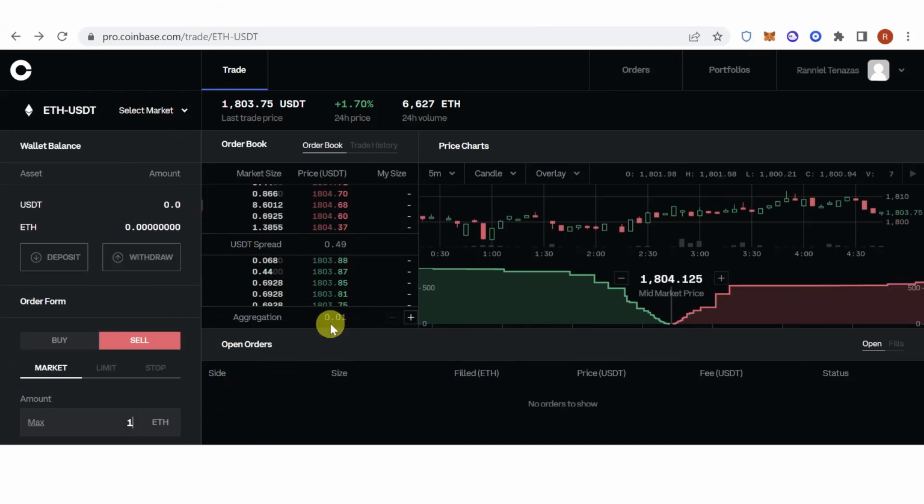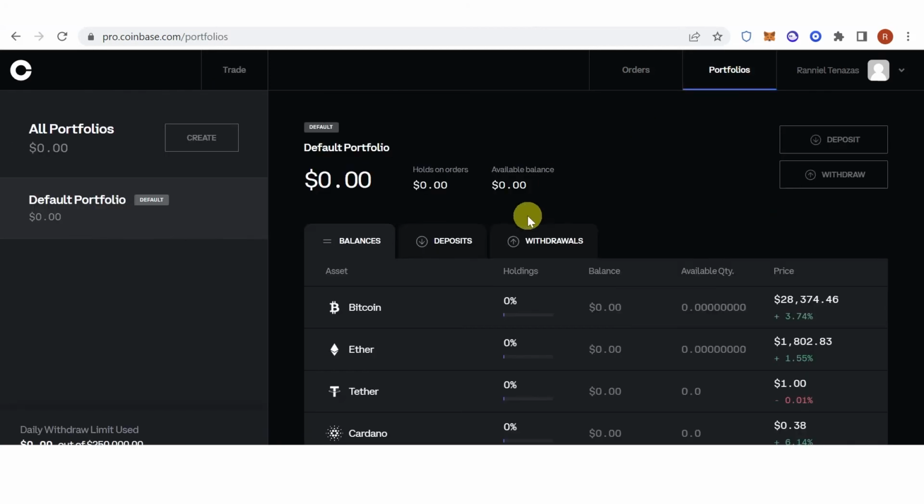Now once you have sold your Ethereum, you can go back to portfolio and check on the balances if you have USDT in your portfolio.